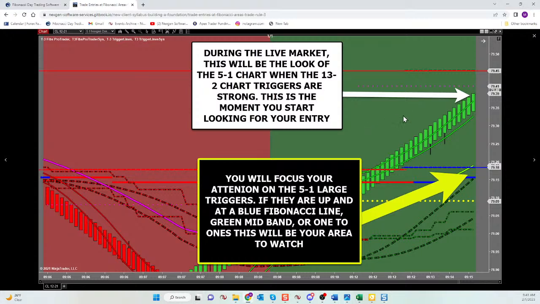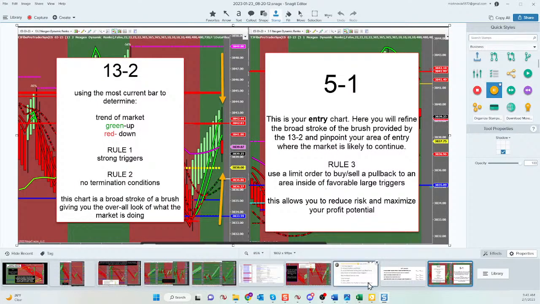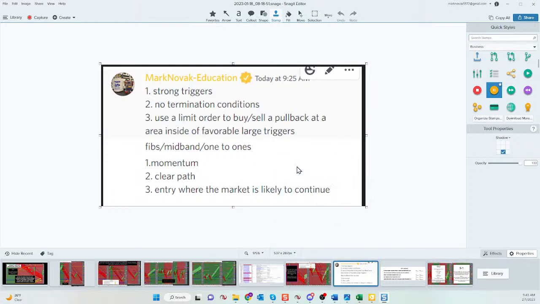So I'm going to say it in one breath. And I'm going to show you the picture and I'm going to remind you exactly what this does for us. We're going to use a limit order to buy or sell a pullback at an area inside of favorable large triggers. And this is going to provide you the advantage of an entry where the market is likely to continue.